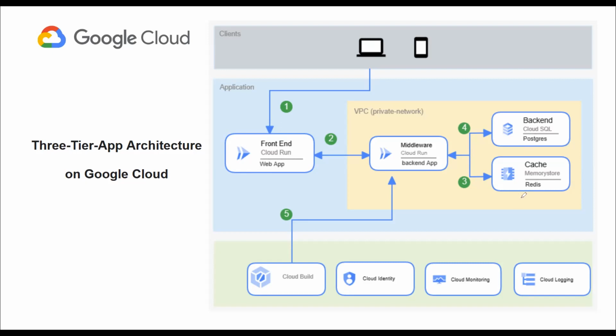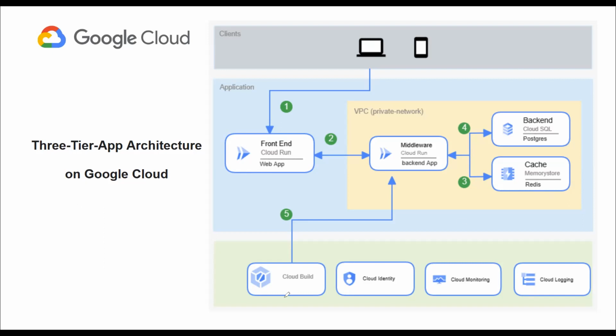Coming to the caching tier, for quick retrieval of data, Cloud Memorystore is used, which is a fully managed in-memory data store that provides sub-millisecond latency for caching. The frequently accessed data is stored or cached in Cloud Memorystore, and the backend app first checks for data in Memorystore. If it's not already cached, it can retrieve it from the Postgres database.